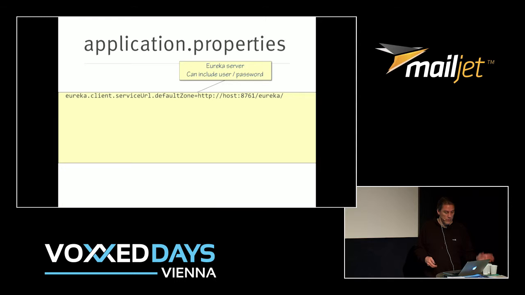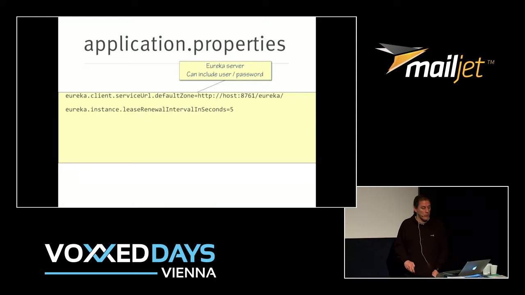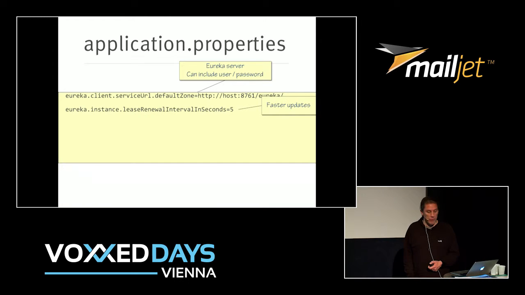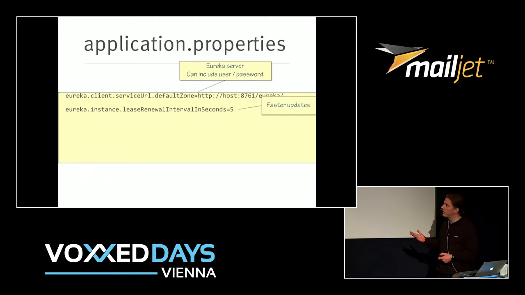You can also include username and password there. You can configure it. So for example, using this configuration, the interval between updates is actually lower. That way, if a new server comes up, changes are propagated more quickly. This is better for testing purposes. For production, it's probably better to go with the default, which is higher. I think it's like 30 seconds. Because in production, you don't want to have that much network traffic just for service discovery, I guess.